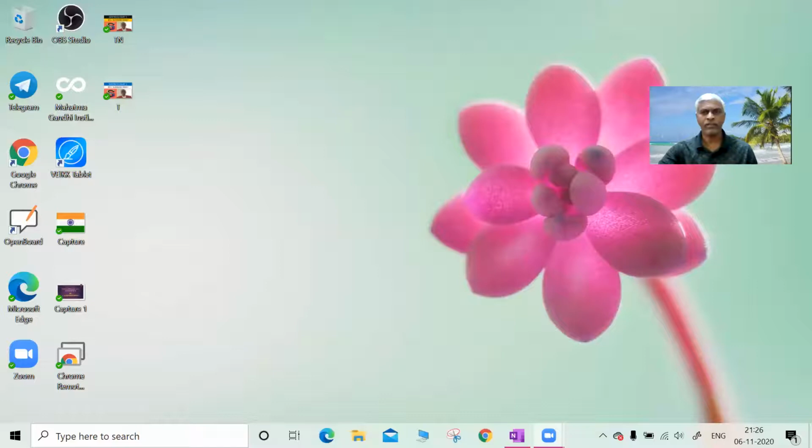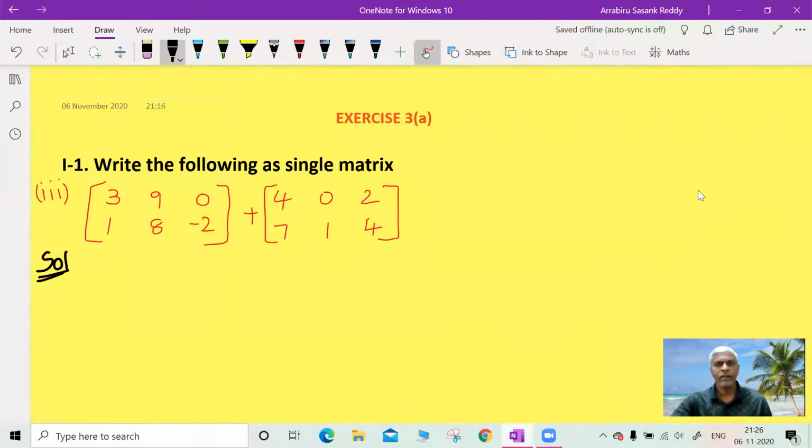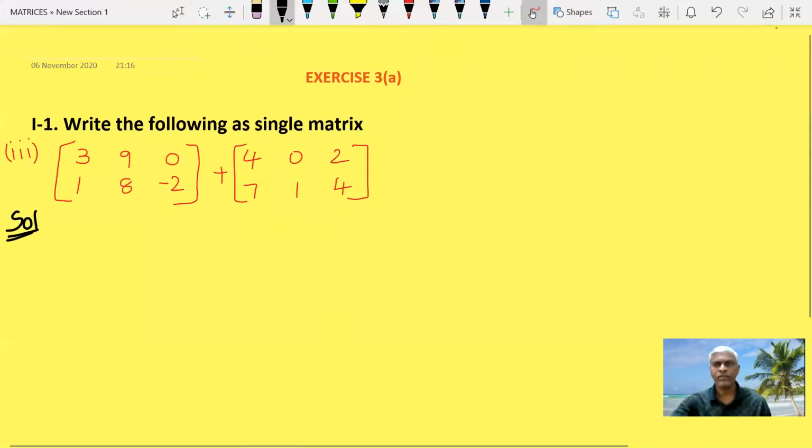So in the last class, we discussed what is a matrix, the order of a matrix, different types of matrices, addition of matrices and properties of addition of matrices, and also scalar multiplication of a matrix. Now, let us practice some problems from the textbook.